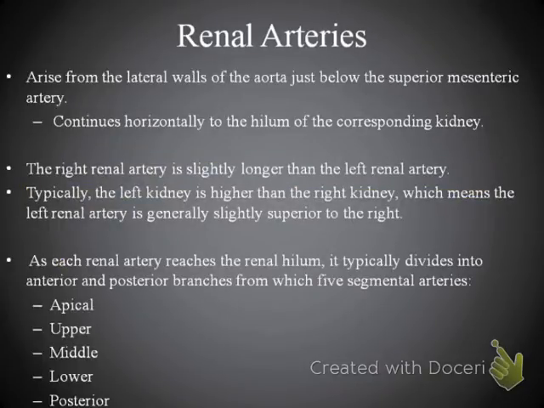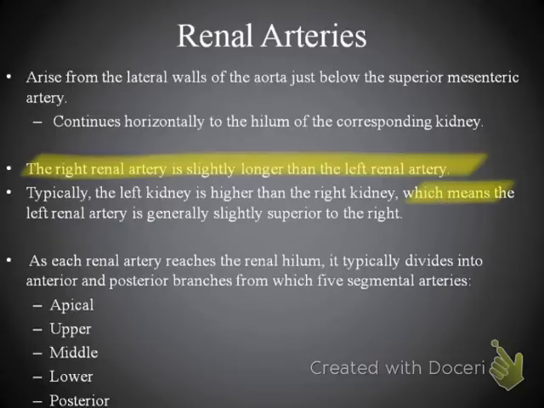The renal arteries arise from the lateral walls of the aorta just below the superior mesenteric artery. It continues horizontally to the hilum of the corresponding kidney. The right renal artery is slightly longer than the left renal artery, so keep that in mind, that the right is slightly longer than the left. Typically, the left kidney is higher than the right kidney, which means the left renal artery is generally slightly superior to the right. So, as we saw before, the right kidney is slightly inferior to the left, and because of this, we know that the renal artery is going to track the same way as well.